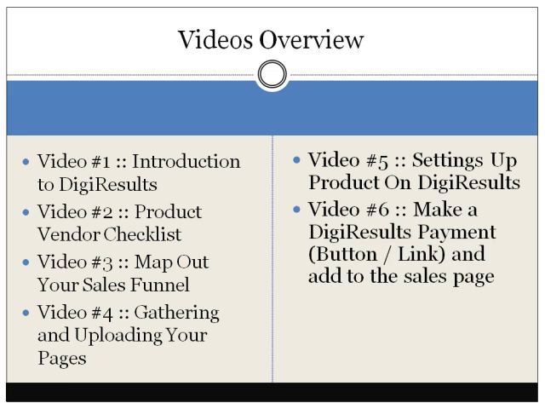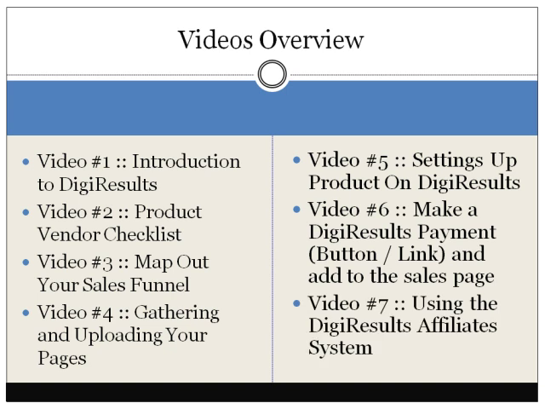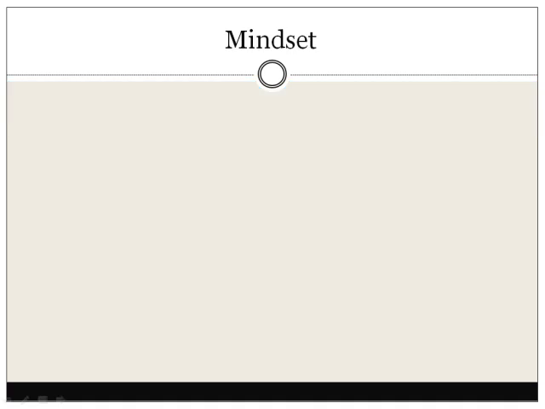Video number 6, I'm going to show you how from that point to get the DigiResults payment link or button. So if you want to use their buttons, you can do that. If you have your own button on your sales page, I'm going to show you how to add the link to the button. So whatever avenue that you choose, I'm going to make sure that you're covered. And then we're going to add that to the sales page. And then of course, we're going to upload that to your website through FTP. And of course, last but not least, video number 7, I'm going to show you how to use the DigiResults affiliate system. All right, so with that said, let's talk about mindset.